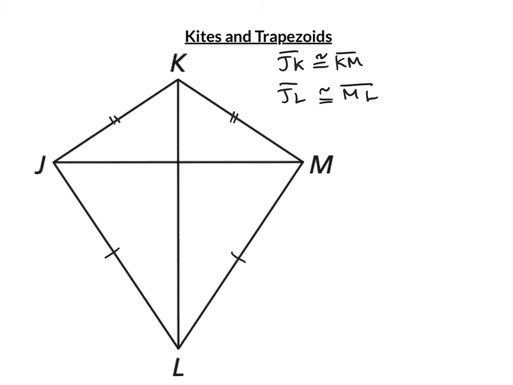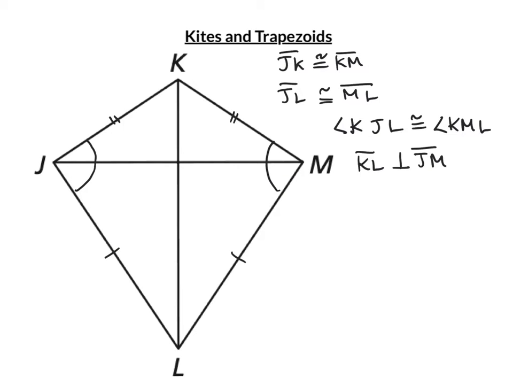A kite also has exactly two congruent opposite angles. I can't say angle J and M because there's more than one angle there, but I could say angle KJL is congruent to angle KML. We know that the diagonals are perpendicular: KL is perpendicular to JM.